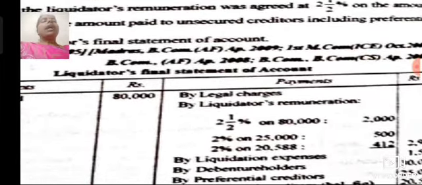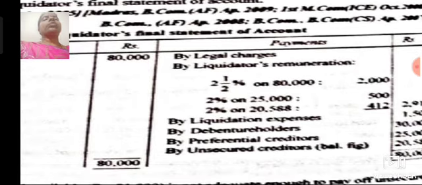Now, let us prepare the liquidator's final statement of accounts. On the debit side, we can mention receipts, and on the credit side, payments. On the debit side, we will enter the amount realized from selling the assets. That comes to rupees 80,000. And on the payment side, these are the items to be followed while making the liquidation: legal charges, if any, liquidator's remuneration on the assets realized and preferential creditors, finally unsecured creditors.